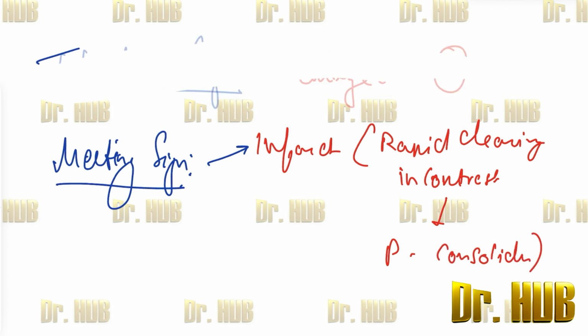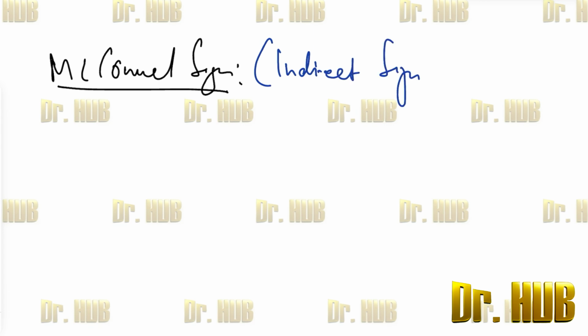Next, we look at the McConnell sign. So what's happening in case of the McConnell sign? The McConnell sign is nothing but an indirect sign of pulmonary embolism seen in the transthoracic echo.